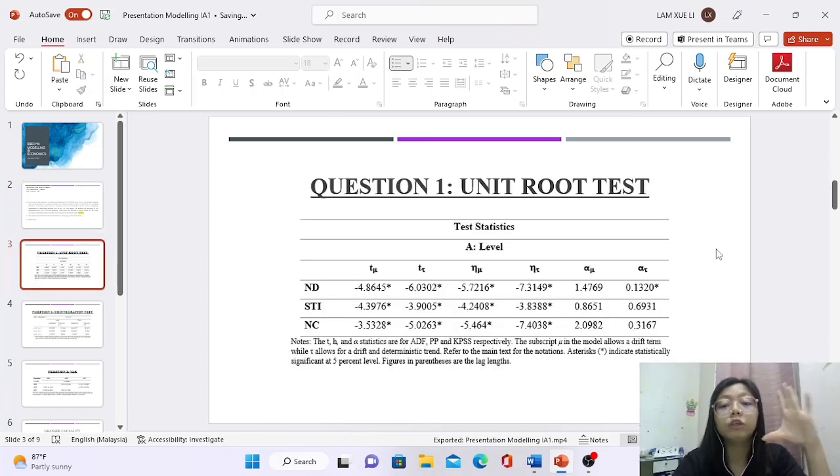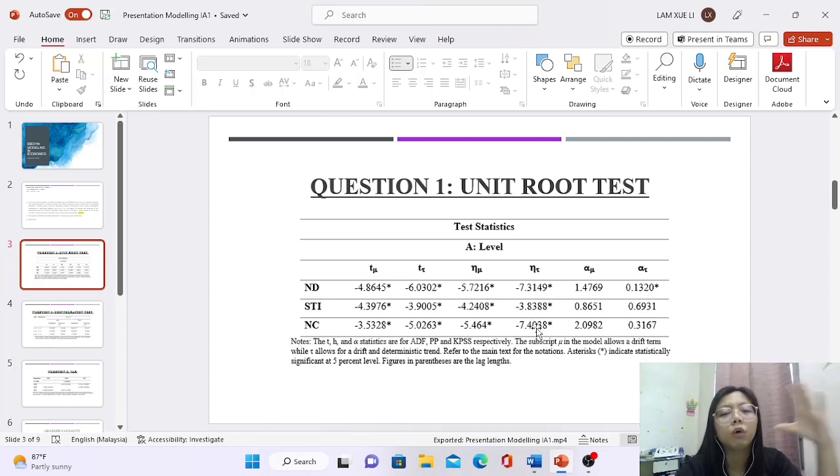Now, question 1. Question 1 is about the unit root test. The unit root test is very important for the researcher to test the stationarity of the data. So now let's go to the result. There are three types of unit root test: the first one is ADF, the second one is PP, and the third one is KPSS.